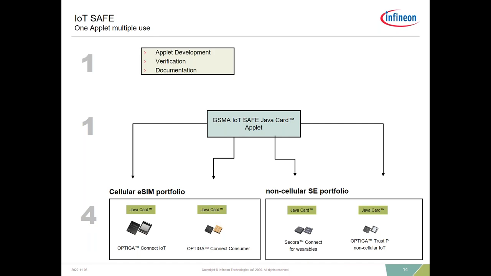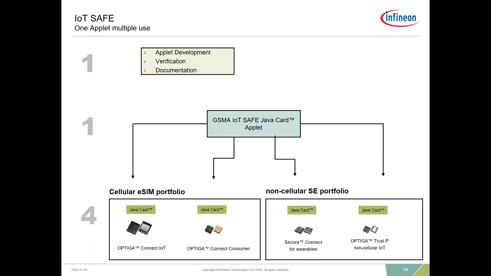So that means for us now, only one-time applet development, only one-time verification and documentation. And this is not only for the IoT SAFE applet itself, but also for the middleware, which we also need to provide on the host system, right? So as I said, it's really important for us that we provide our customers with a really easy to integrate solution, and we're delivering the middleware with that. And what we hear from the GSMA is that they also have work going on to specify APIs for that middleware, and we also get support from them.